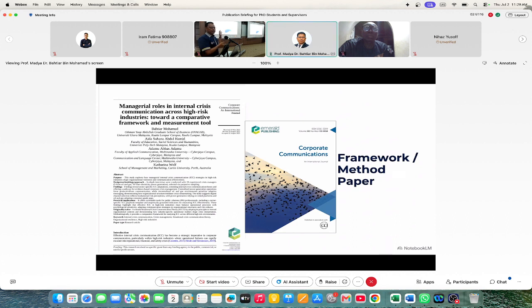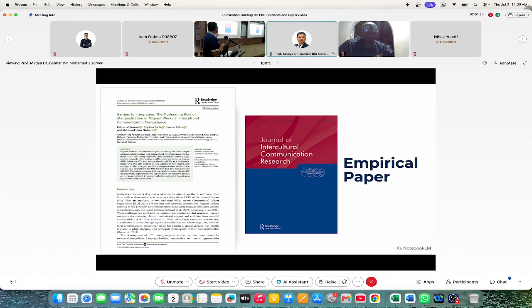This one, all these three are before your data collection. And this one is the empirical paper. It's an empirical paper where you publish your structural modeling, your PLS output. This is a paper where I published my full framework from the empirical data.